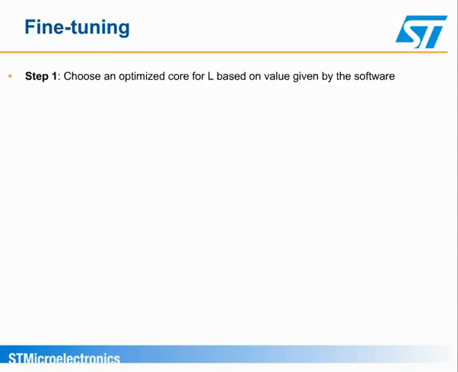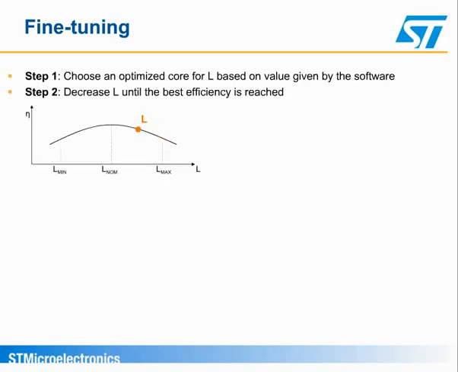The first step in this fine-tuning consists in choosing the right core for the auxiliary inductor, L, based on the value given by the software. The inductance given by the software is a maximum value taking into account the tolerance. The converter efficiency can be improved by slightly decreasing this value. The second step consists in maximizing the efficiency by finding the appropriate value for L through some experimentation.